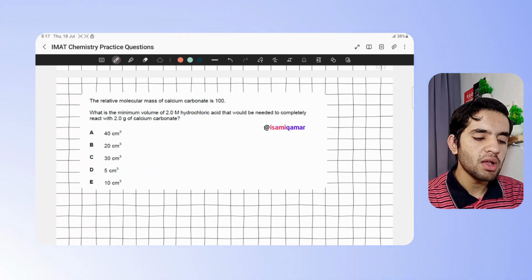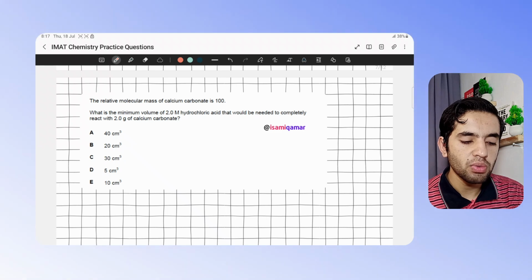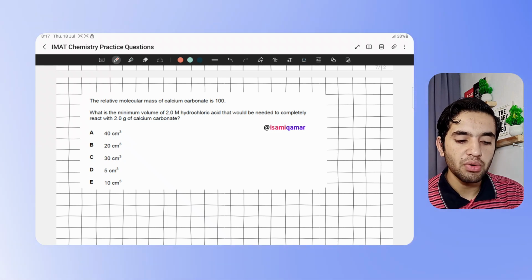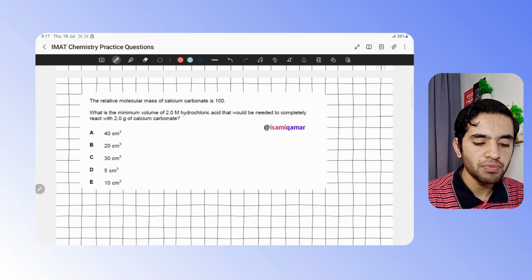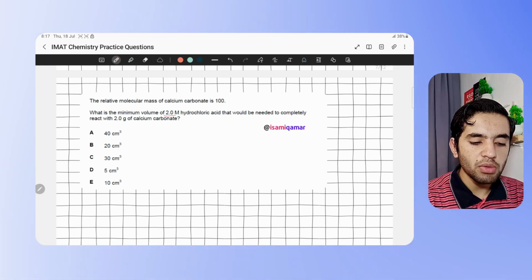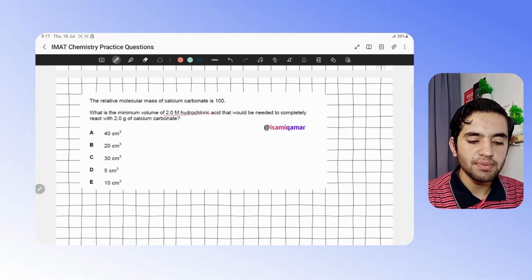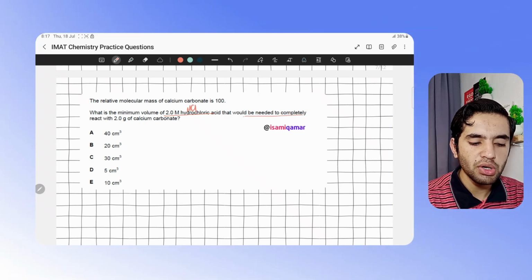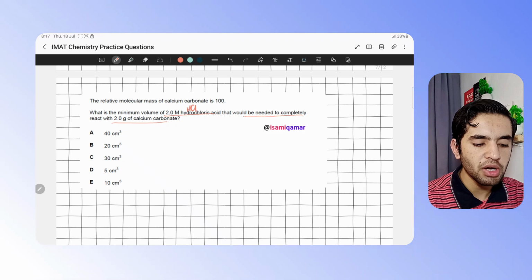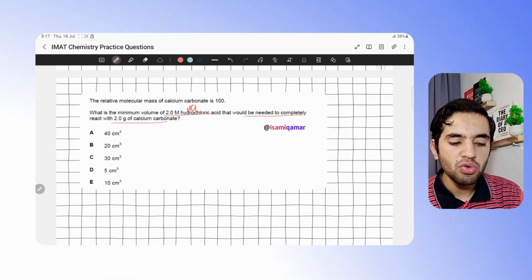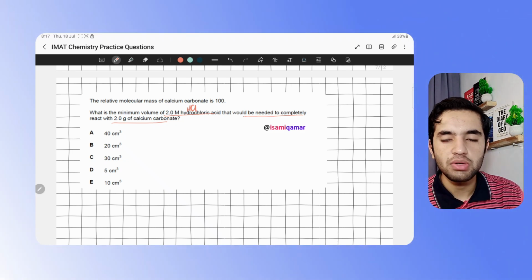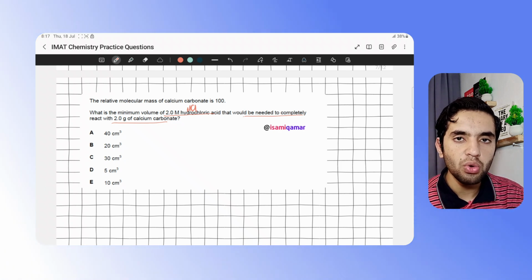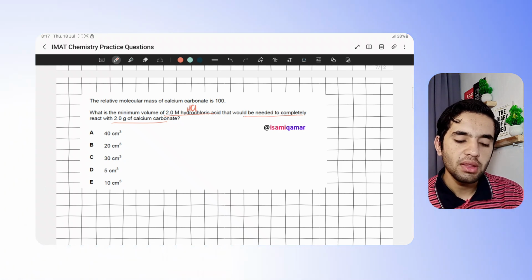So first of all, let's see: what is the minimum volume of 2 molar hydrochloric acid that would be needed to completely react with 2 grams of calcium carbonate? Hydrochloric acid is HCl. Now here you have to write the reaction, but you don't have to know what the products are going to be, because that is not important.